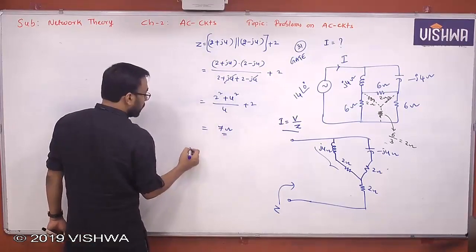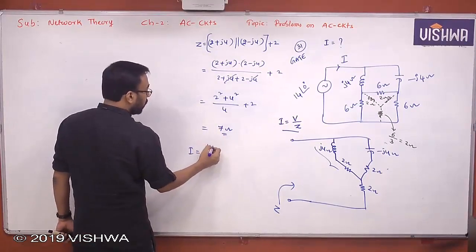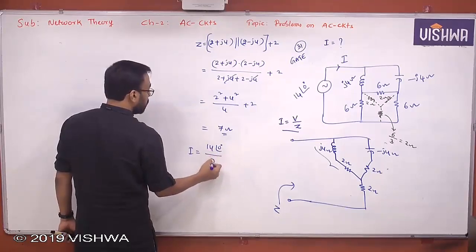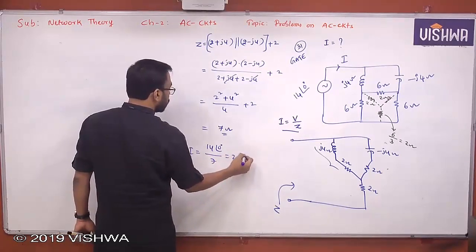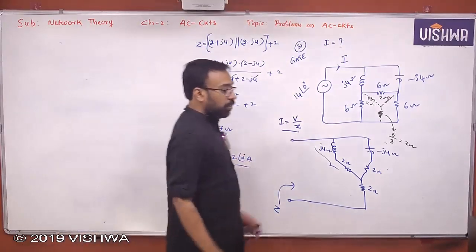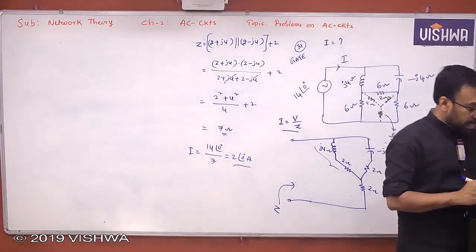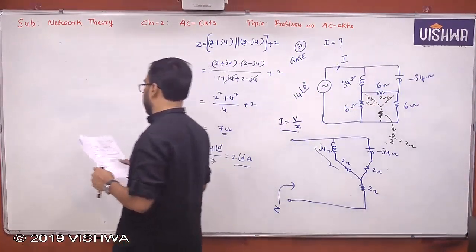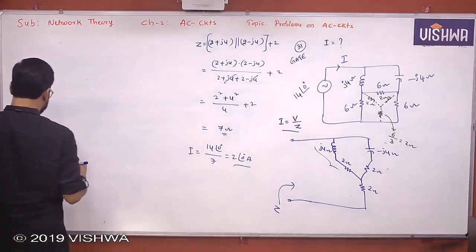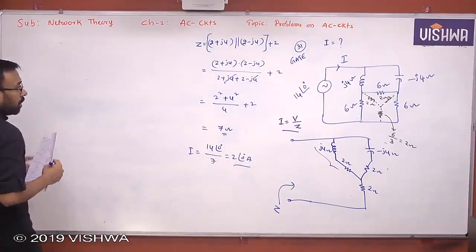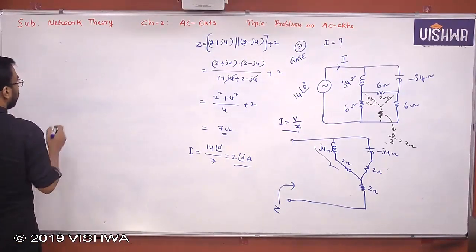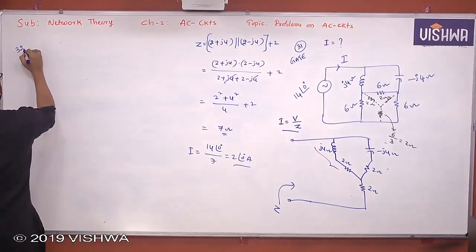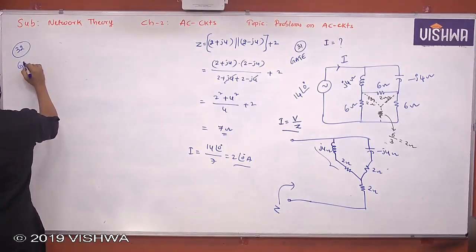So finally I is equal to 14 at an angle of 0 by 7. This is 2 at an angle of 0 amperes. I hope you have 4 options in that. 2 at an angle of 0, option B is correct. Please finish that. We'll move on to the 32nd problem, which was asked in GATE earlier.